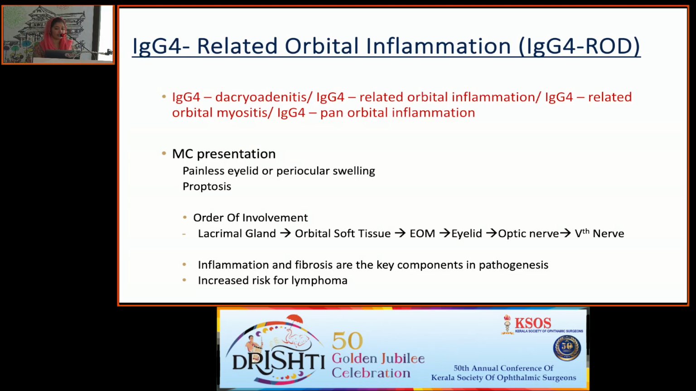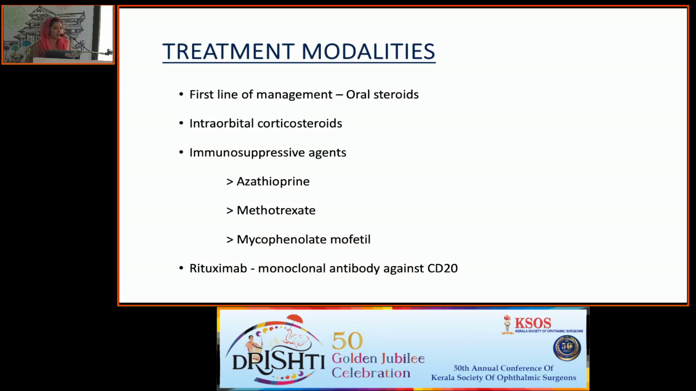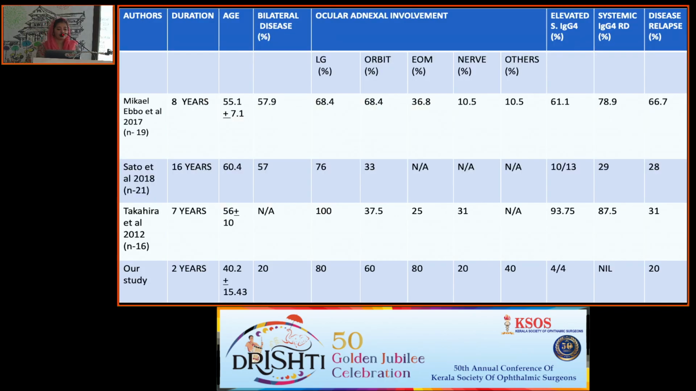IgG4 related orbital inflammation. The most common presentation is painless eyelid or periocular swelling and proptosis. Order of involvement is lacrimal gland, followed by orbital soft tissue, extraocular muscles, eyelid, optic nerve, and fifth nerve. Inflammation and fibrosis are the key components in pathogenesis, and patients with IgG4 related orbital inflammation are at an increased risk for lymphoma. Among the various treatment modalities, oral steroids are the first line of management, along with intraorbital corticosteroids, immunosuppressive agents like azathioprine, methotrexate, and mycophenolate mofetil. Rituximab, which is a monoclonal antibody against CD20, is a promising treatment modality now.